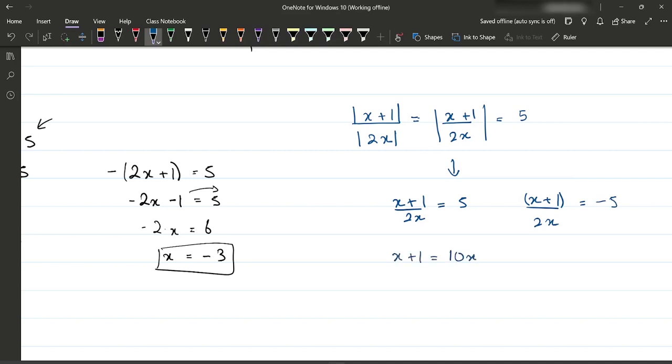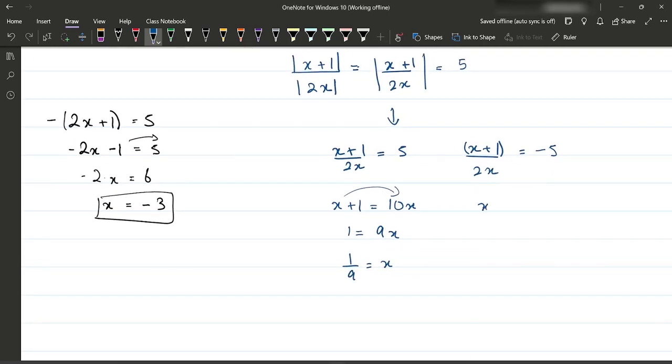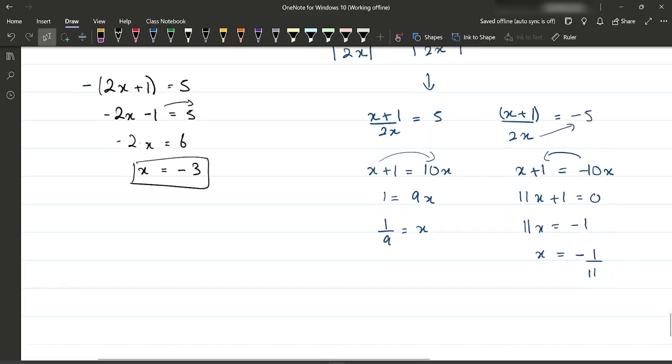So 10x plus 1 equals 9x... 1 over 9 equals x. And then here we have x plus 1 equals minus 10x, right? Multiply on both sides, take 2x to the other side, and then 11x equals minus 1, and x is now equal to minus 1 over 11. That was just a random example, but this is how you would do it.